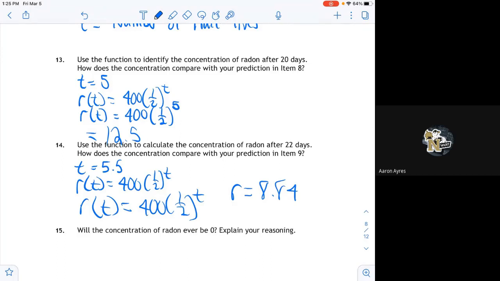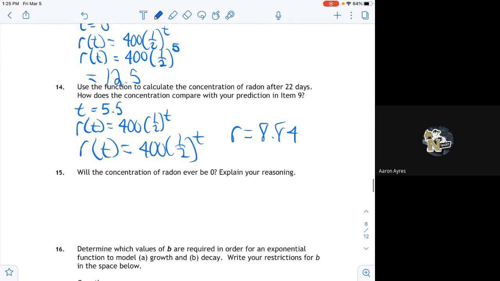Okay, so I like number 15 real quick. Let's just discuss this for a second. Will the concentration of radon in the house ever be 0? What do you think? Turn and talk. 1 minute. Go.